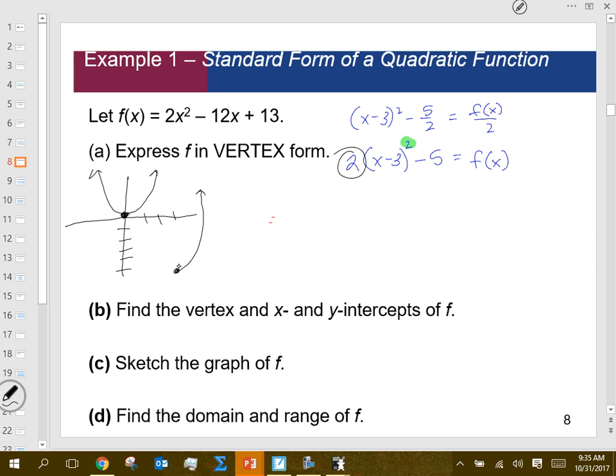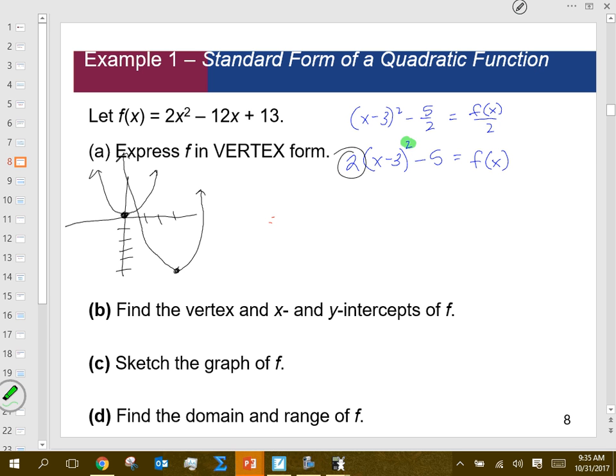Okay. Now there's some other points on here that we didn't really gain from looking at it in vertex form. That 2 is a vertical stretch, right? It's going to make all my y values twice as big as what they were on basically the x squared function. But if I look at 2 times x minus 3 squared minus 5 equals f of x, does that format provide me a y-intercept as nice as the original f of x did? No.